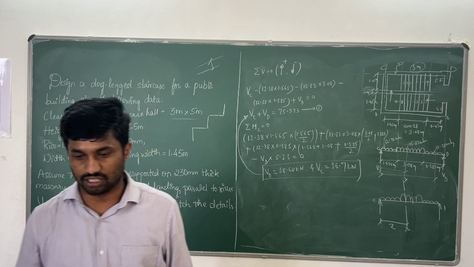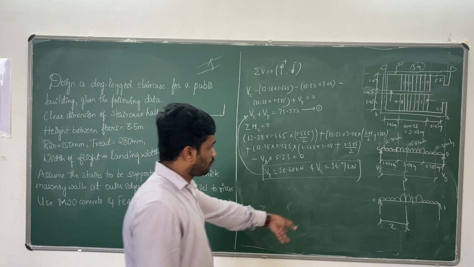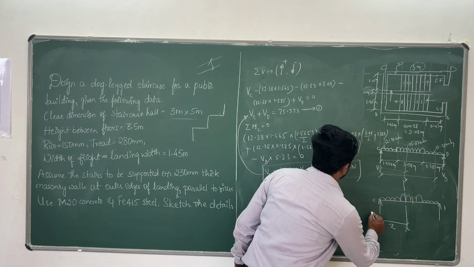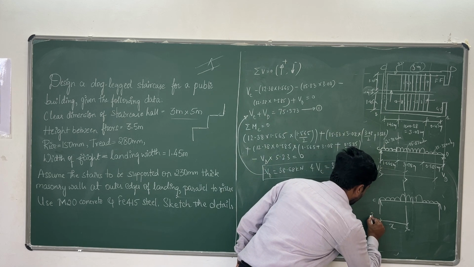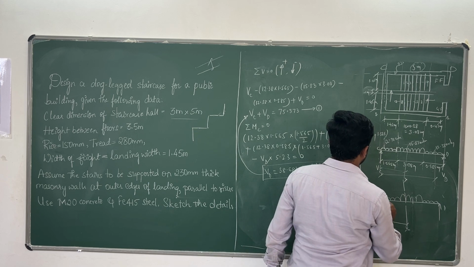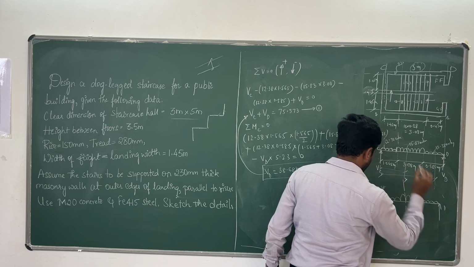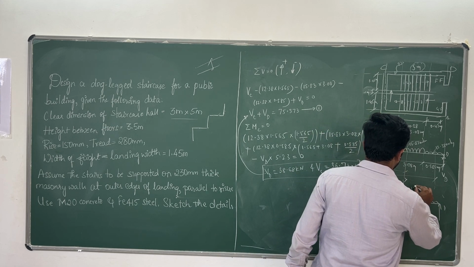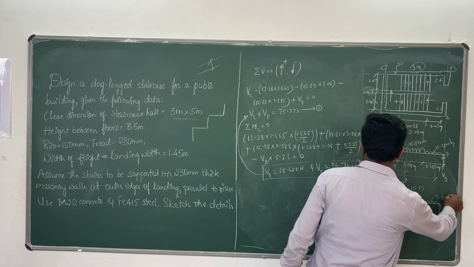I want to compute the distance X. How to compute the distance X? That is very, very important. If I consider shear force at X, I know this reaction value, VC value, how much? 36.7, and this value, how much? 12.38, 12.38, and this is 15.83, and this is 12.38.